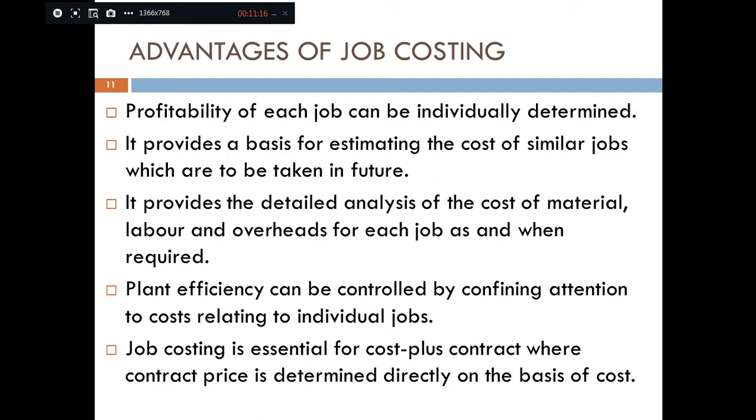So in general, profitability of each job can be individually determined because with job costing, as you know, you can determine the cost for each specific job. The job code, the job or costing is known as the activity or element.